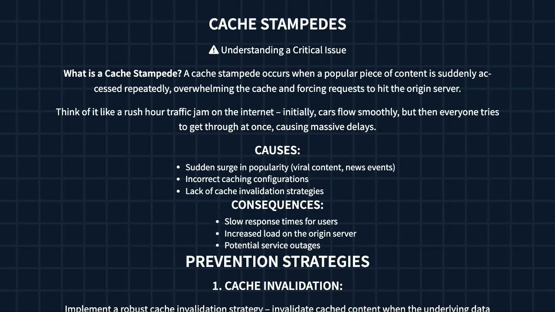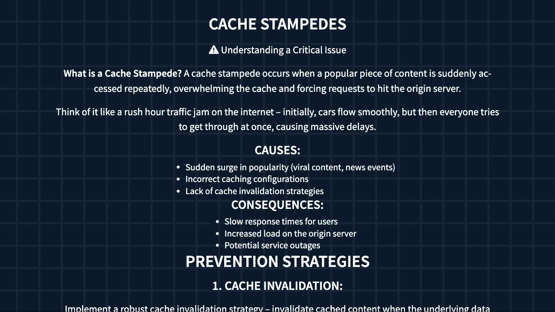Okay, let's talk about a really important issue in caching: cache stampedes. Imagine a huge wave of users all trying to access the same piece of content at once. This can overwhelm your cache and force every single request to go straight to the origin server, leading to slow speeds and potential problems. It happens when something suddenly becomes super popular, maybe because of a viral post or breaking news. To prevent this, you need to be smart about how you invalidate your cache. That means removing old content when it changes.